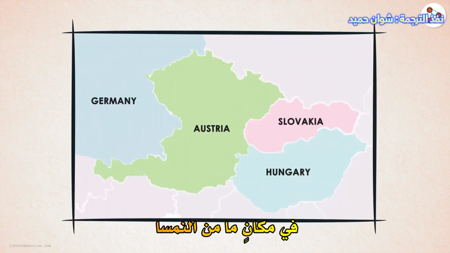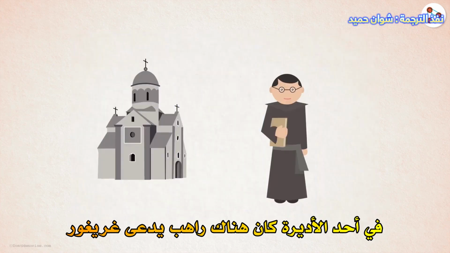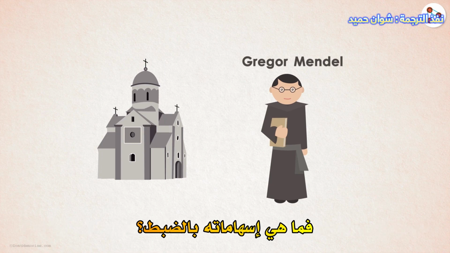In a corner of Austria, which now falls in the present-day Czech Republic, in a monastery there was a monk called Gregor. He was none other than Gregor Mendel, who was the pioneer of genetic studies. So what exactly did he do?